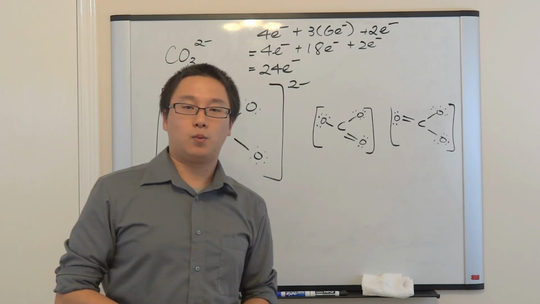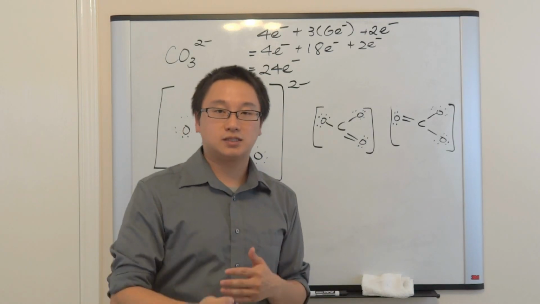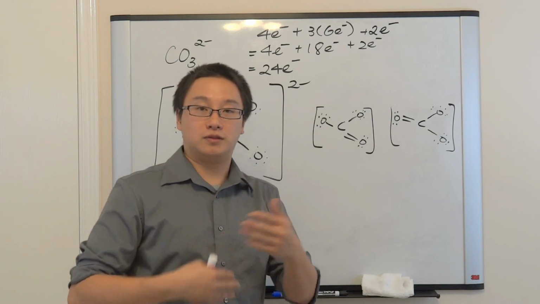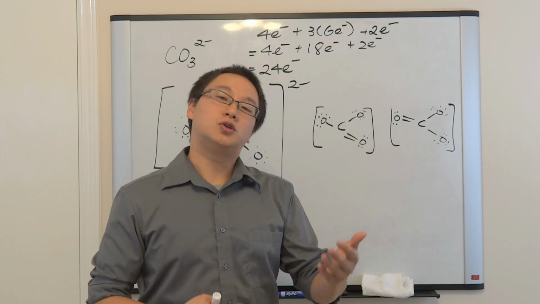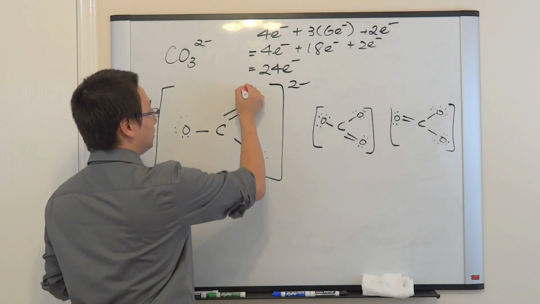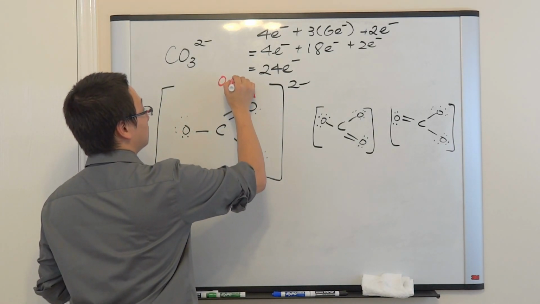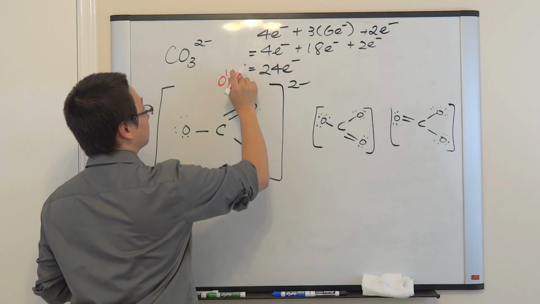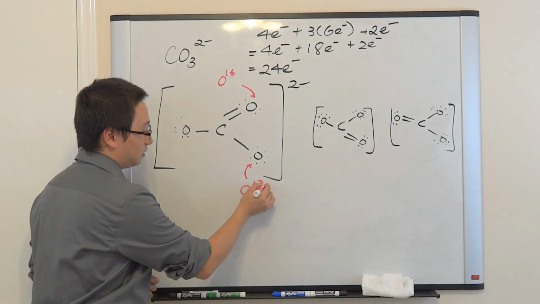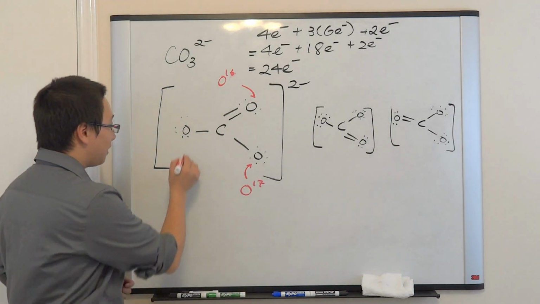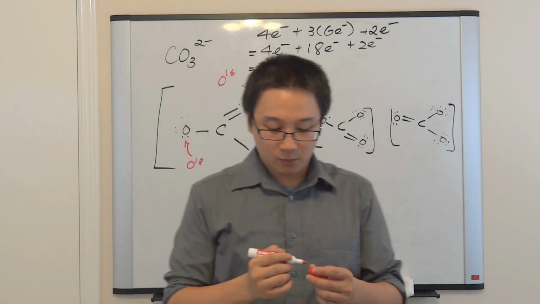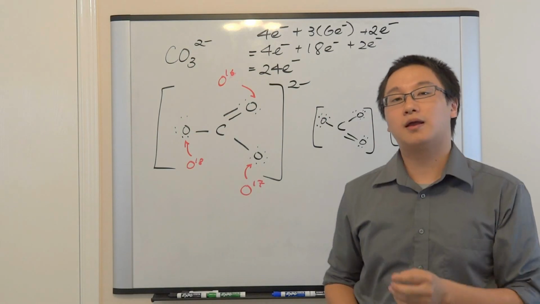Now, you have learned what an isotope is in the past. An isotope is when we have atoms from the same element that differ by the number of neutrons. So what if we say that this oxygen is actually oxygen 16, and this oxygen is actually oxygen 17? What if we say that this oxygen is oxygen 18? Now, then we have a problem, okay?